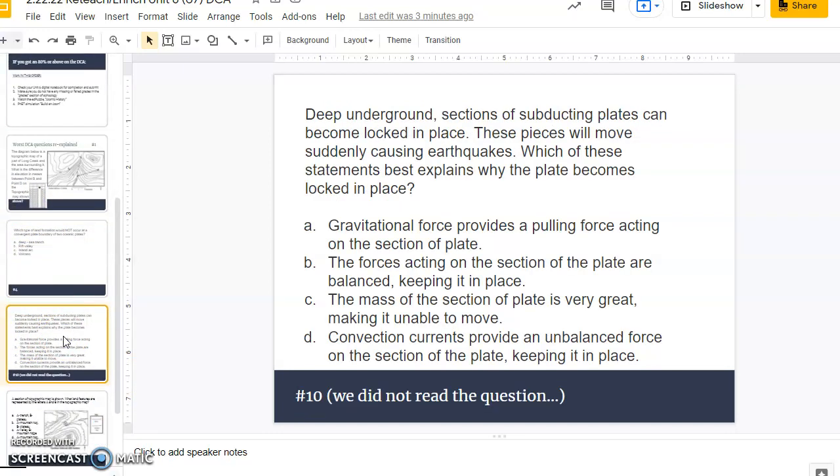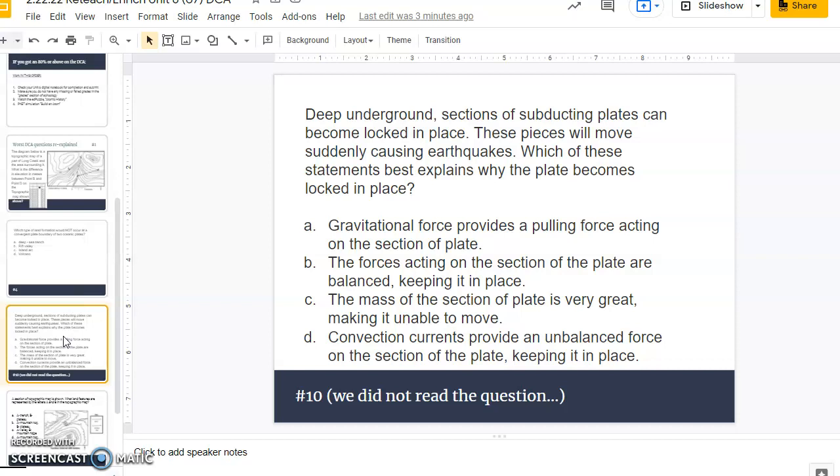And number 10 was this question. Deep underground sections of subducting plates can become locked into place. These pieces will move suddenly, causing earthquakes. Which statement best explains why the plate becomes locked in place? We have gravitational forces acting on the section of the plate. The forces acting on the section are balanced, keeping it in place. The mass of this section is very great, making it unable to move. Or convection currents provide an unbalanced force.